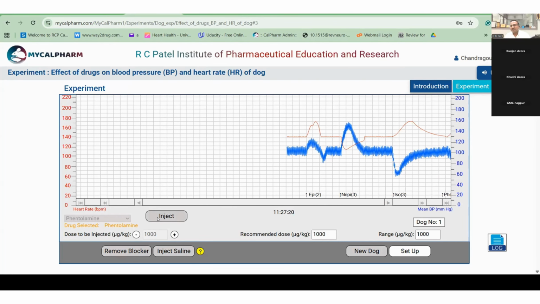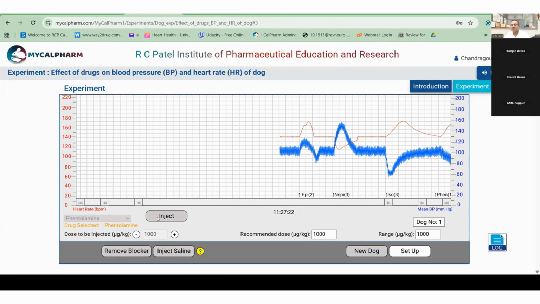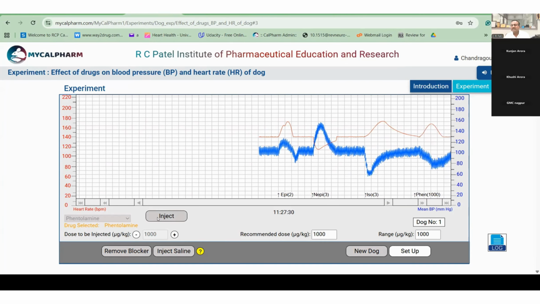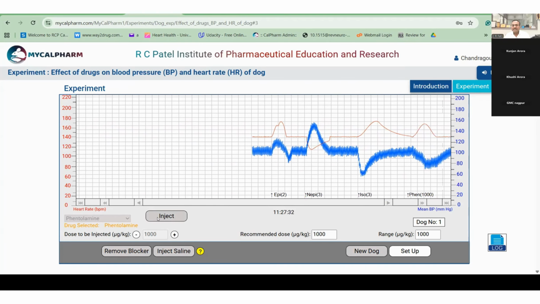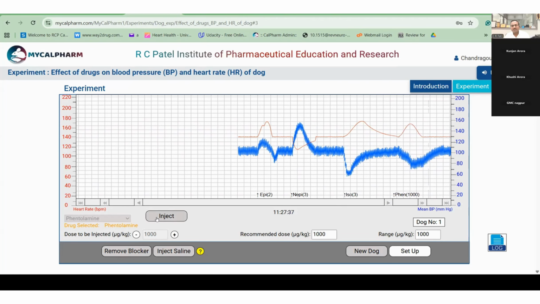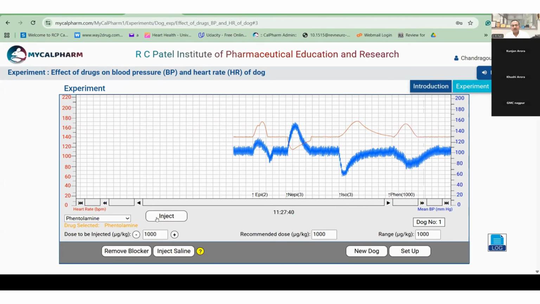So in this experiment, after recording the effect of three sympathomimetic agents, I have now injected phentolamine at a dose of 1000 microgram per kg. And as it is an alpha antagonist, it has caused a fall in blood pressure to some extent. Now, this anesthetized dog has been injected with a high dose of alpha antagonist. And what we want to demonstrate to our students is Dale's vasomotor reversal.